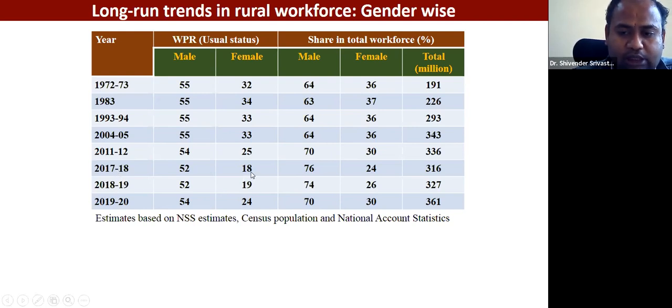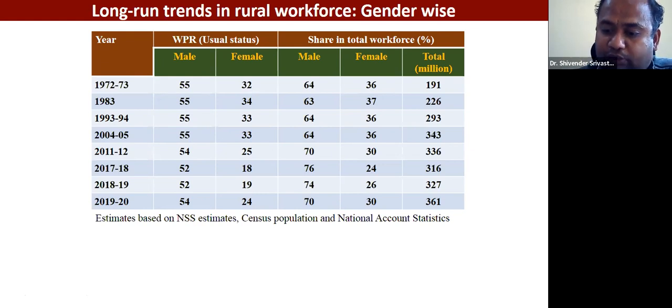In the recent 2 years, you can see there is some upward movement, like 17-18 to 18-19, it has increased marginally, but between 18-19 and the recent data, female workforce has increased significantly, and it has reached the level of 2011-12, about 24%. We need to really see what happened between 2018 and 19, that data has captured that WPR has increased from 19% to 24% in case of female. I would say that it is still less, 24%, but this change is very, very striking.